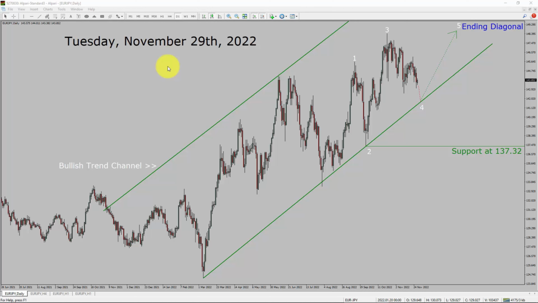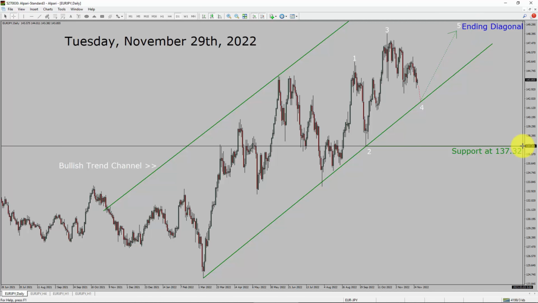Inside daily time frame, the trend is up in Euro Yen. You can see a nice bullish trend channel. Daily time frame support is present at 137.32 price level. It seems to me that price action is trying to print an ending diagonal triangle Elliott wave pattern.